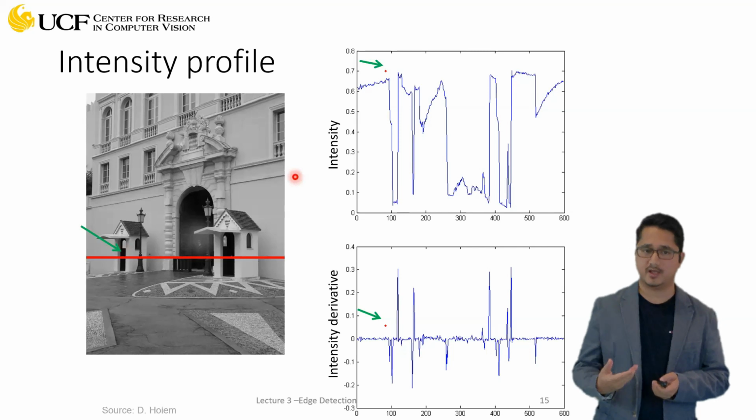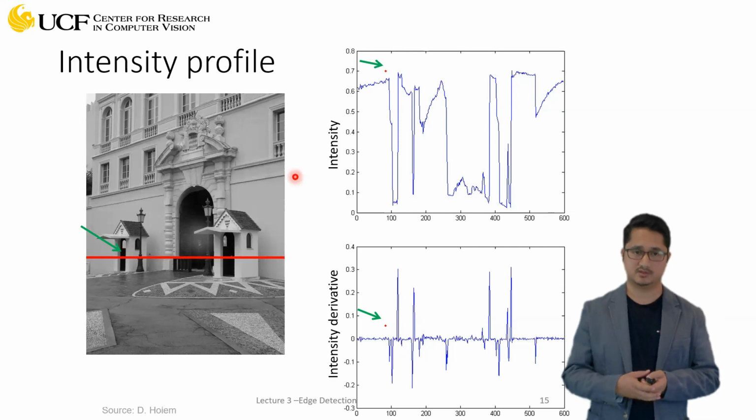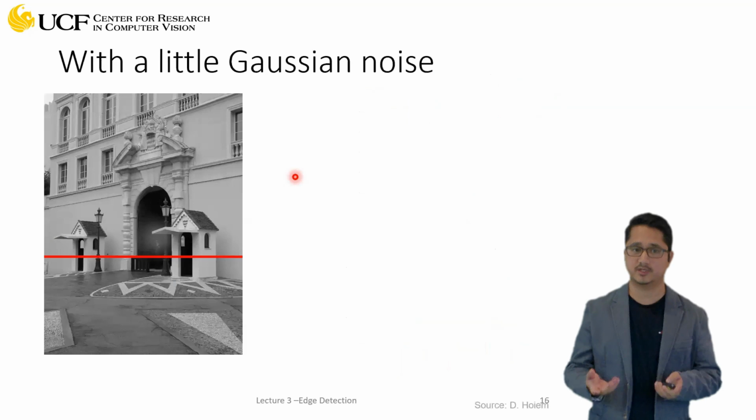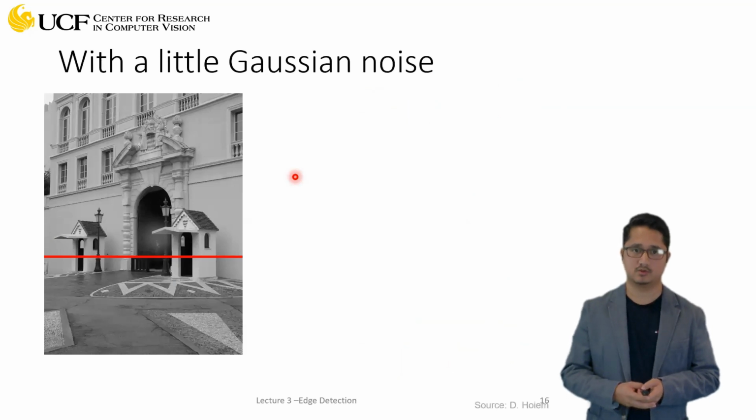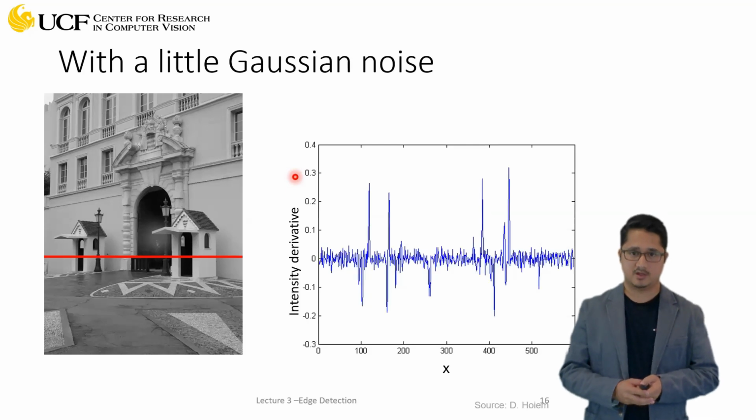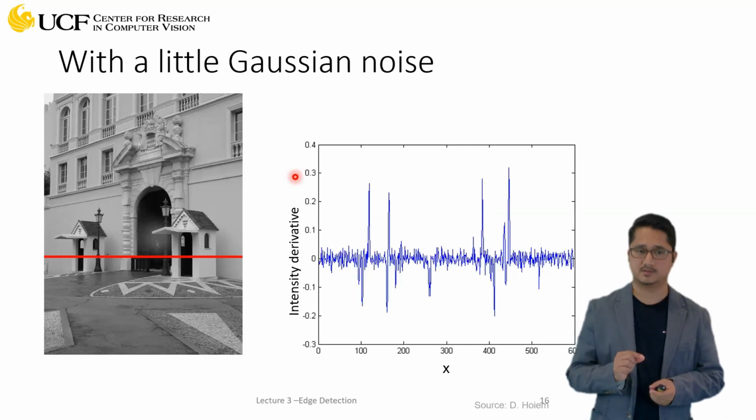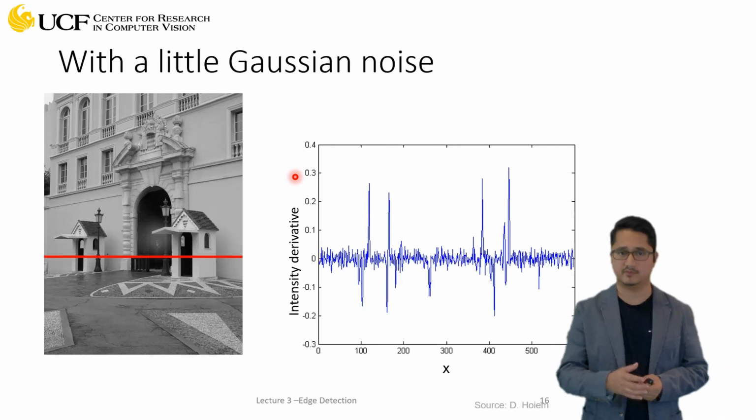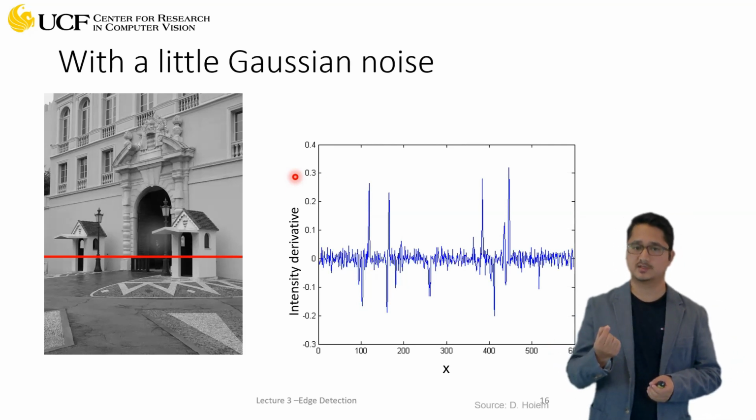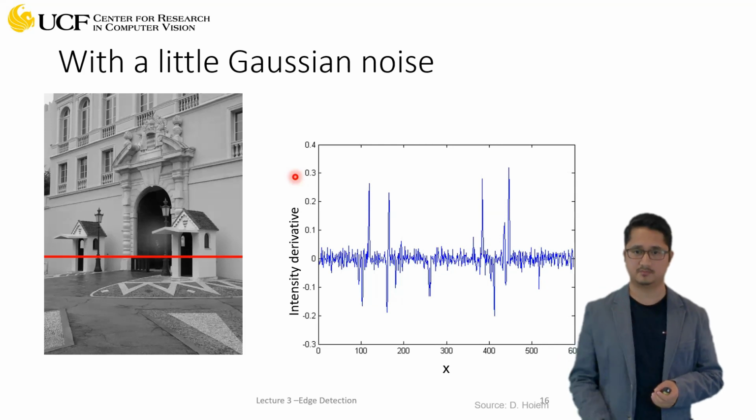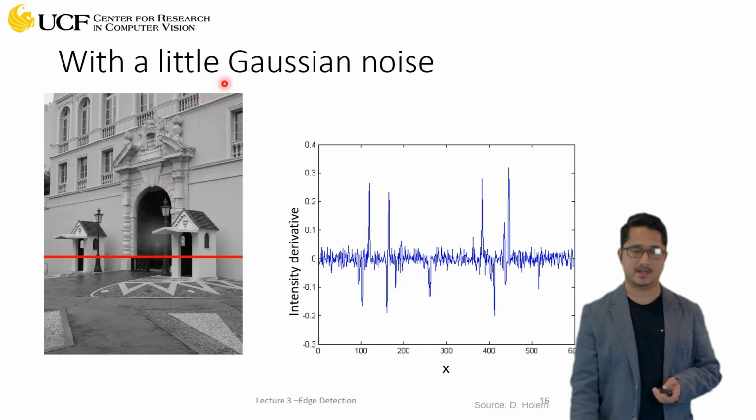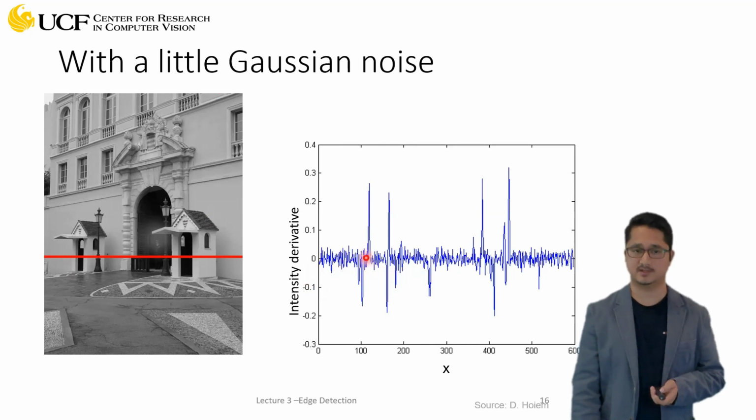Now let's try to add a little bit of noise to the image. Usually we know that images are actually noisy. So let's add a little bit of Gaussian noise and see what happens. If you have noise, it comes from a probability. For example, with Gaussian noise, each pixel will have some value added, or maybe subtracted. If you add Gaussian noise to this image, then the intensity profile is going to look like this. And this is the intensity derivative.